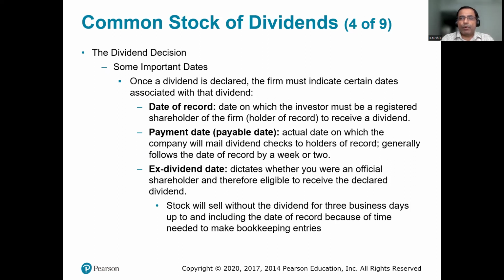So what are some of the important dates with respect to the dividend payout? The first is the date of record. This is the date on which the investor must be a registered shareholder in order to receive dividend. Then we have the payment date. This is the date on which the dividend is actually paid to the eligible shareholders. And then we have an ex-dividend date. This means the date before which the investor must be an eligible shareholder. Otherwise, they will not receive the dividend.